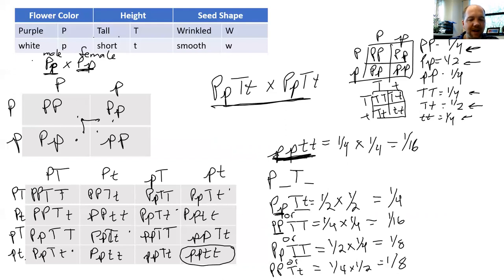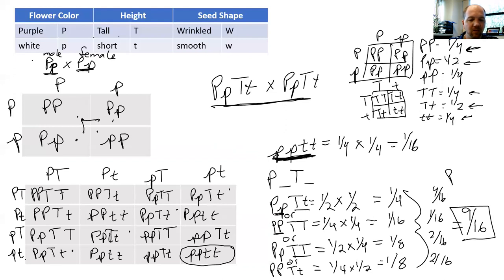So to figure out the total, we've got to add all these together. Right now, they don't all match up, so we need to change them all over to 16. So 1/4 is actually 4/16. 1/16 is 1/16, and then 1/8 is 2/16, and then another 2/16. So when we add these all together, we've got 4, 5, 6, 7, 8, 9. That's going to give us 9/16. We'd expect 9/16 of the time that we would get an individual that is purple and tall. How's everybody feeling? Is this feeling pretty good? I hope so. So that's a 2-trait cross.